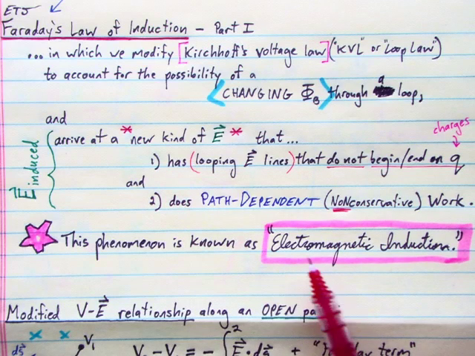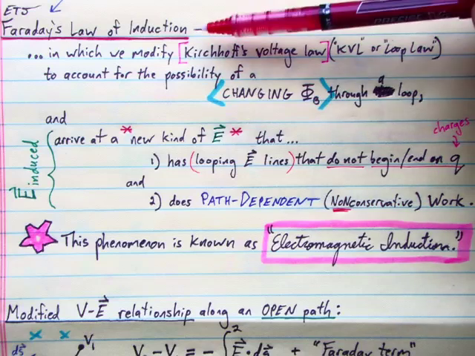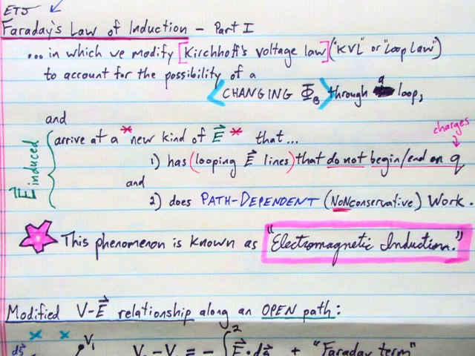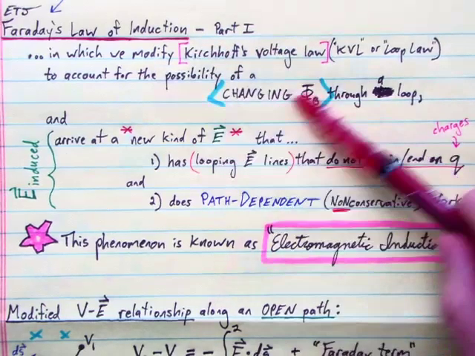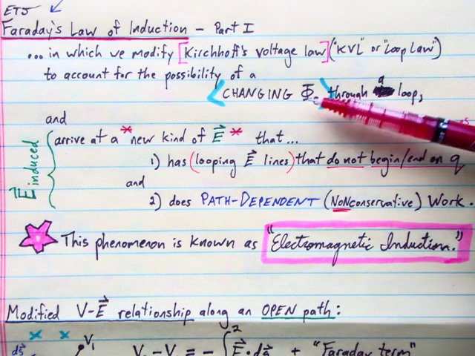This phenomenon is known as electromagnetic induction. And it's the heaviest set of concepts we have in this semester. But it's also the most wonderful and the most fascinating: electromagnetic induction. Okay, let's start by making these modifications to our existing laws to try and account for the effect we've seen of changing magnetic fluxes.